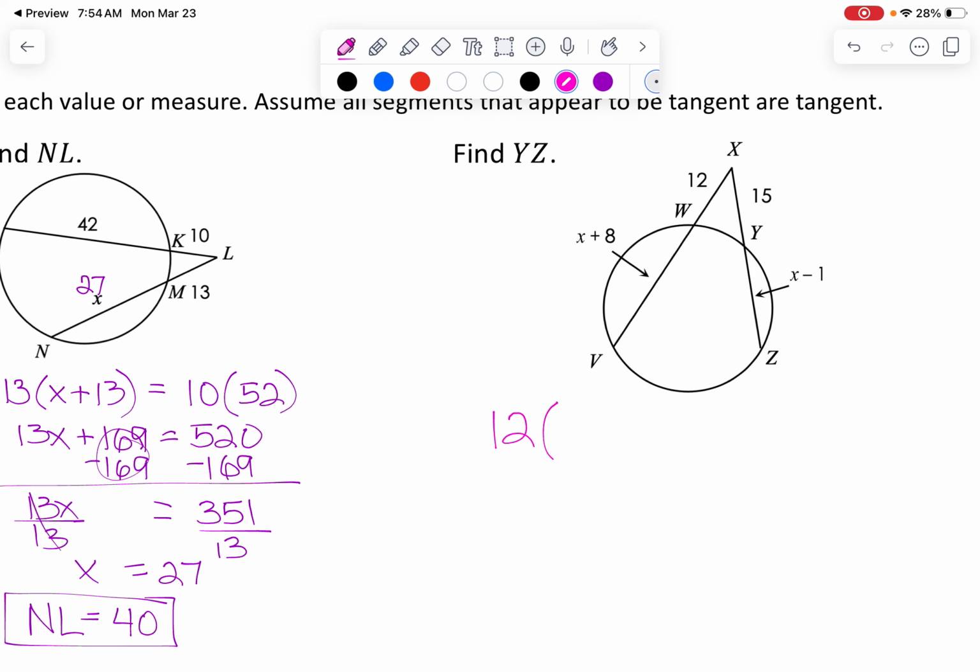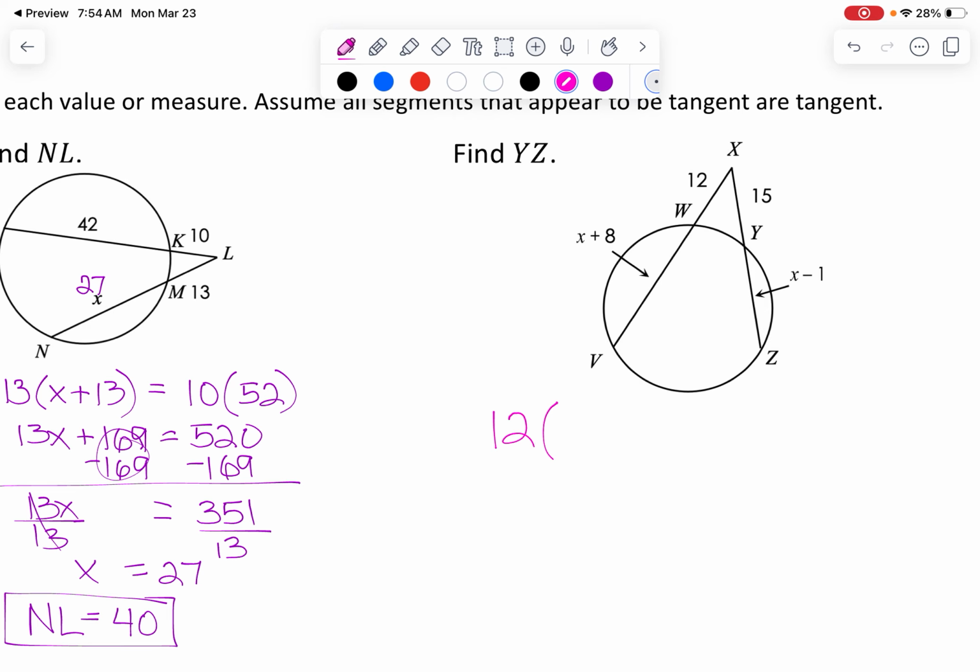If I combine the 8 and the 12, that'll give me 20. So hopefully that makes sense to you. And then over here, we're going to do the outside, which would be 15 times. Now if I add these together, I'm going to have x plus 14. 15 plus negative 1, and I can't combine the x, so that's what I'd get there.